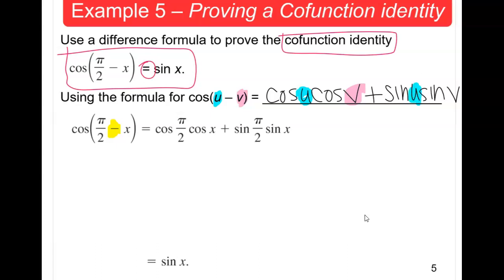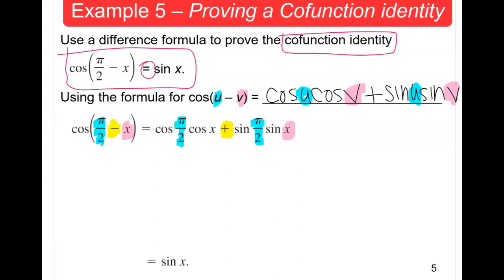Now, we do the same substitution, but instead of using angles u and v, we use the angles pi over 2 for our first angle, and then x for our second angle. You can see the formula here, the substitution has been made already. So it is the cosine of the first angle times the cosine of the second angle. Then we have a plus, and then sine of the first angle times sine of the second angle.